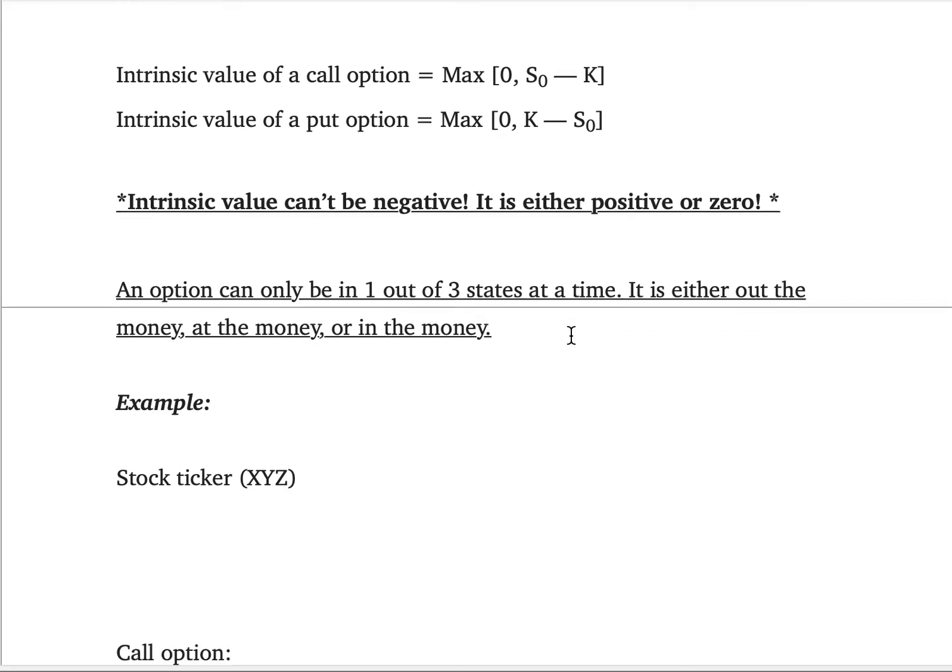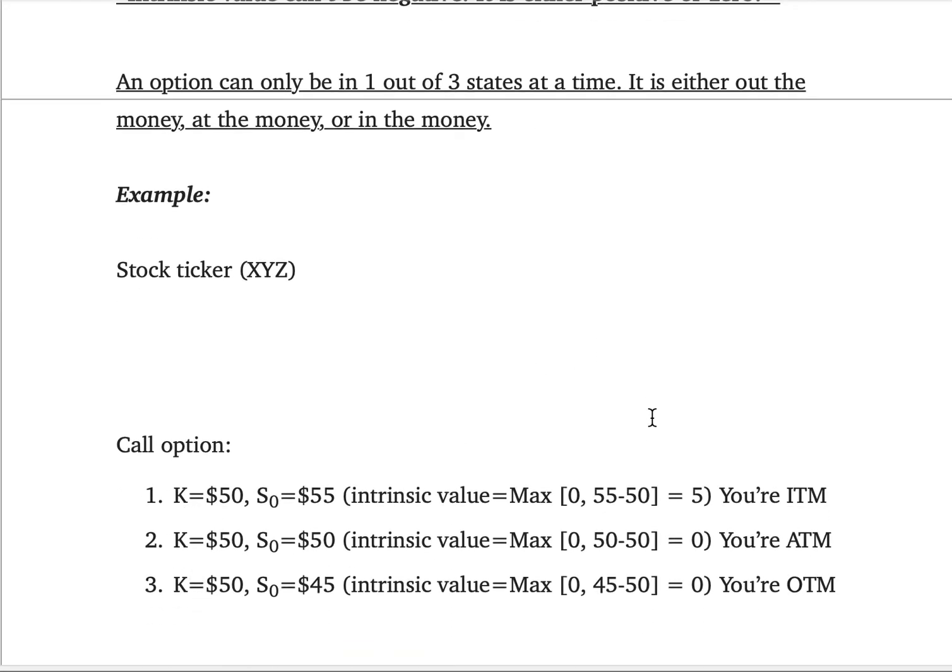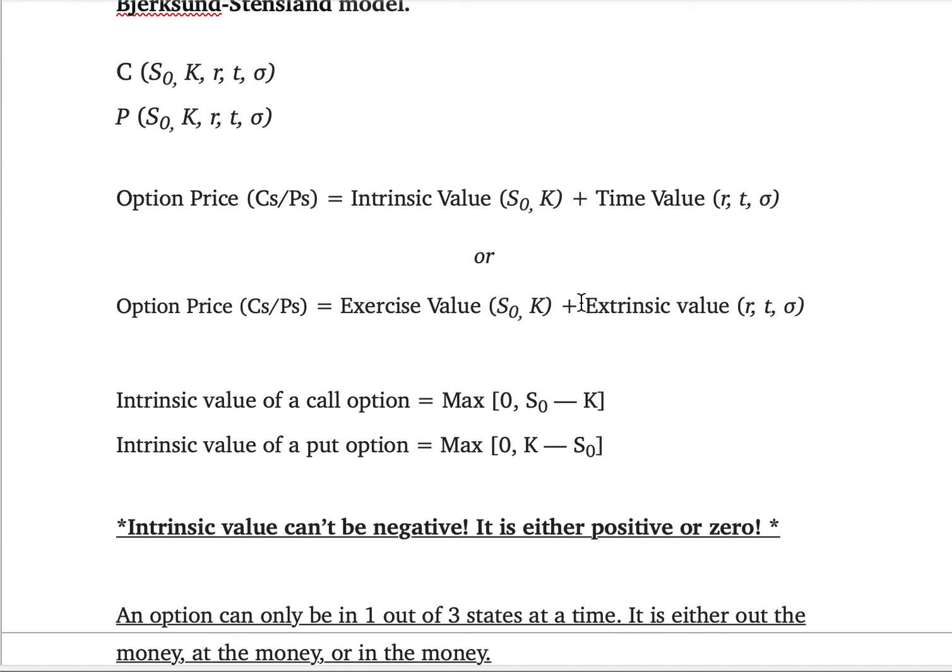I want to go over a little example on how to calculate intrinsic value. We're not going to calculate extrinsic value because once you have intrinsic value, or exercise value, you can find extrinsic value by doing simple arithmetic. You simply take the price of the option minus the intrinsic value and you get the extrinsic value. Same thing here. If you have the price of an option and you have the intrinsic value, you can do option price minus intrinsic value and you get the time value.